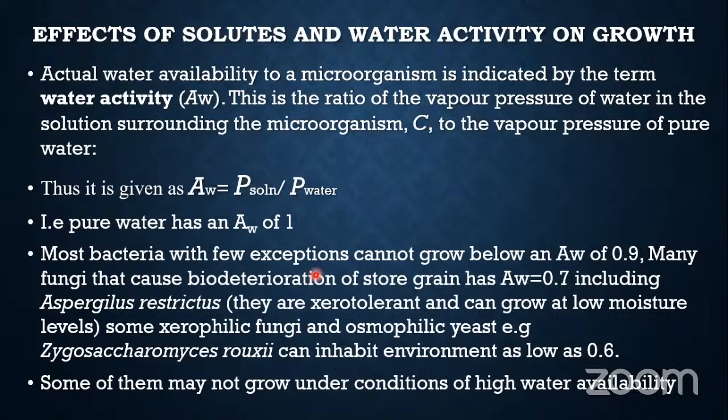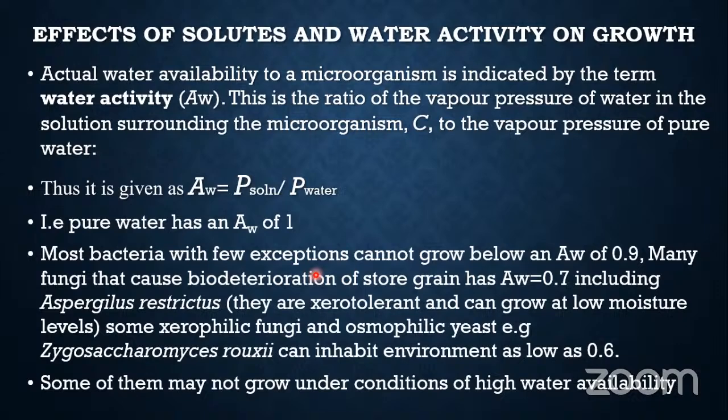Most bacteria, with few exceptions, cannot grow below 1. So pure water has a water activity equal to 1. If the organism is a fungus, especially those that cause biodeterioration, they can actually grow below 1, even down to 0.7.